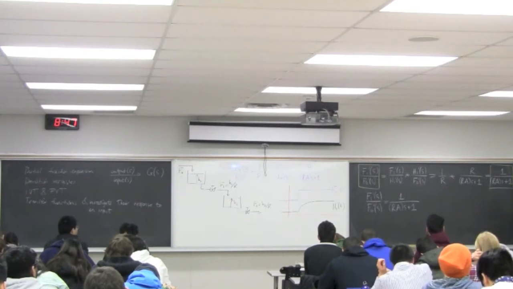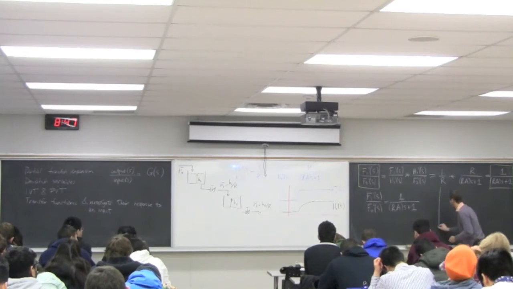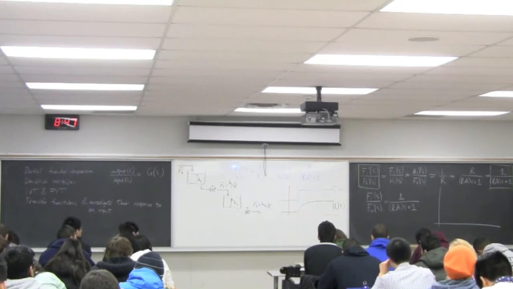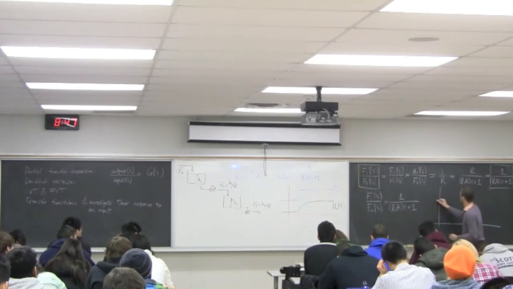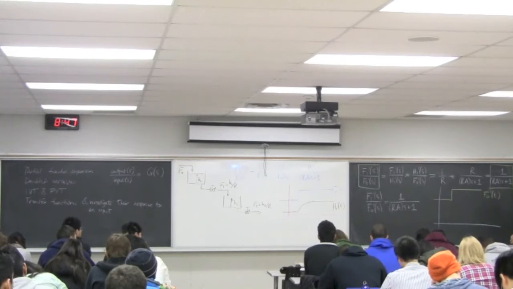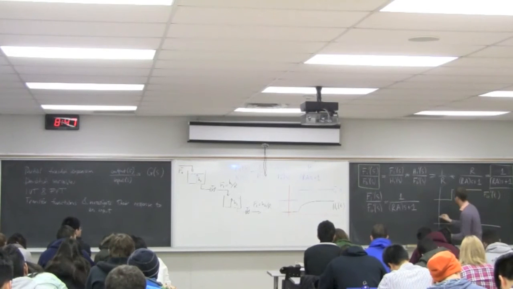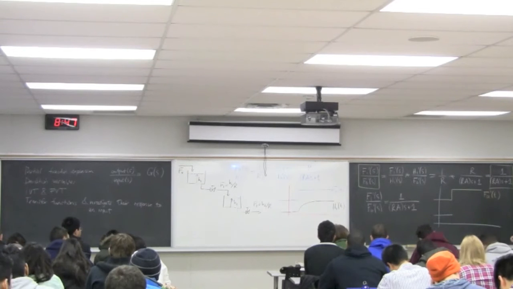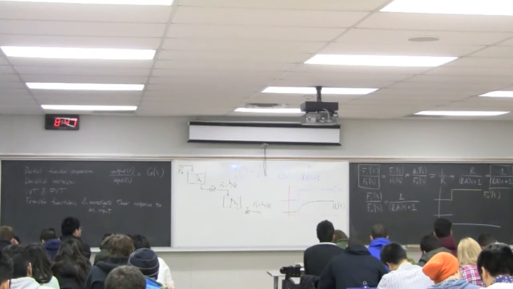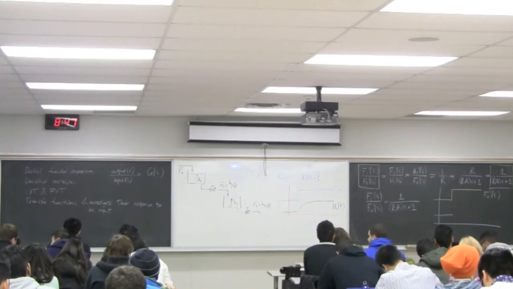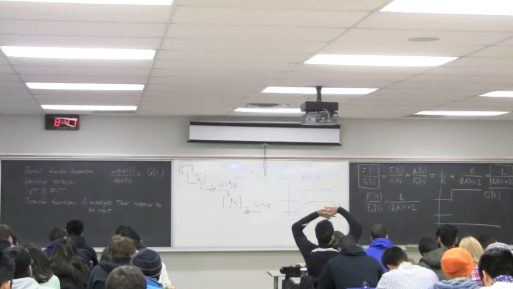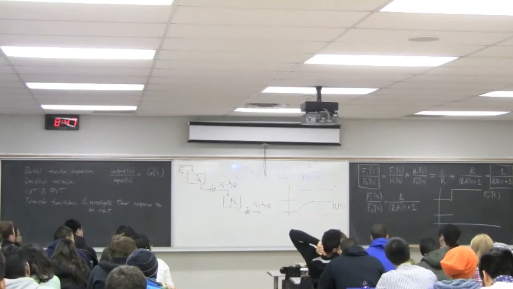Take a minute to tell me what you think the response F1 dash is going to look like given a step input in F0. This is F0 as a function of time. What is going to be the response for F1? Will it still be the first order response that we've seen before?